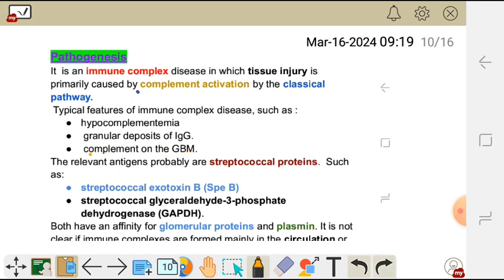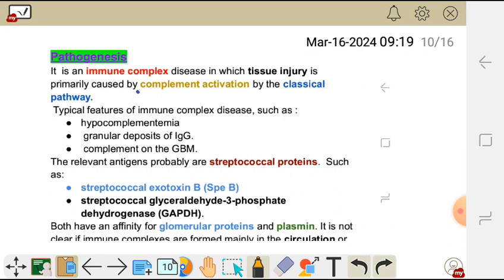So we're going to have observed complement proteins on the glomerular basement membrane, and we have granular deposits of IgG. Okay, and we have low levels of complement proteins. Okay, now we say that immune complexes are formed. So for immune complexes to be formed, we must have an antibody and an antigen.